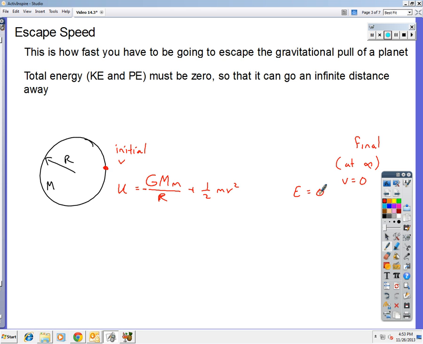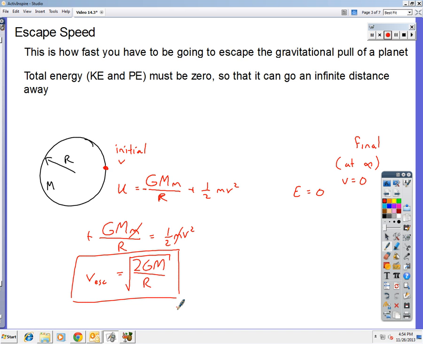Conservation of energy says that GMm over big R equals 1/2 little m v squared. The mass of the spaceship doesn't actually matter here, which is interesting. And if we solve for v, which is the escape speed, you get the square root of 2GM over r. Oh, that ends up being positive, I made an algebra mistake there.